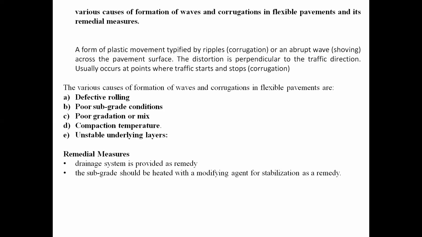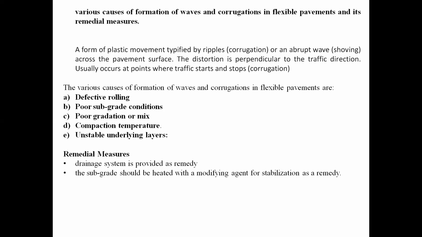The second cause of formation of waves and corrugation is poor subgrade condition. Subgrade consisting of poor soil such as highly plastic or organic soils, and a high water table close to the subgrade surface, causes non-uniform and inadequate subgrade stability. The next one is poor gradation of mix. Defective gradation of the mix for the surface layer enhances the defects.